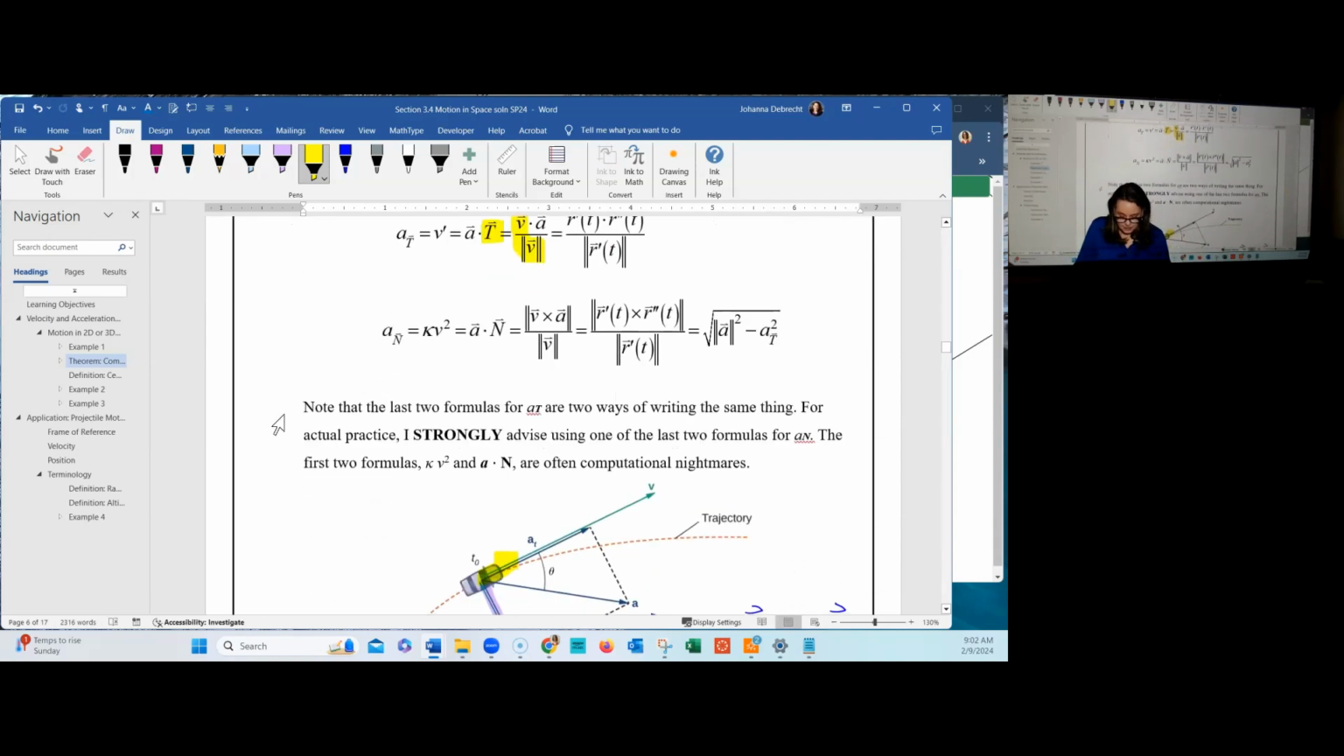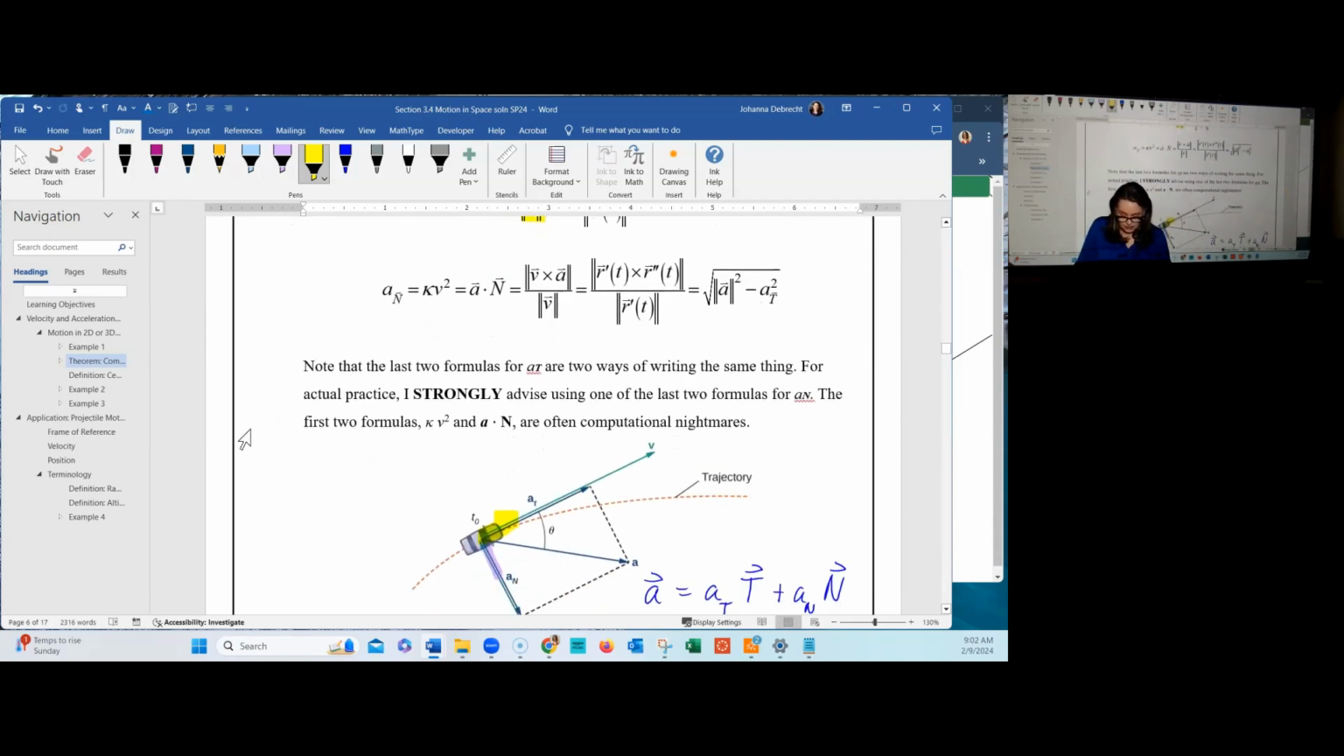So I recommend for the normal component of acceleration that you use one of the latter two. These tend to be easier to find. A dot the normal vector looks like it should be the easiest one, right? It does. It looks like it should be the easiest. It's the easiest formula. But think about what work you have to do to get the unit normal vector.